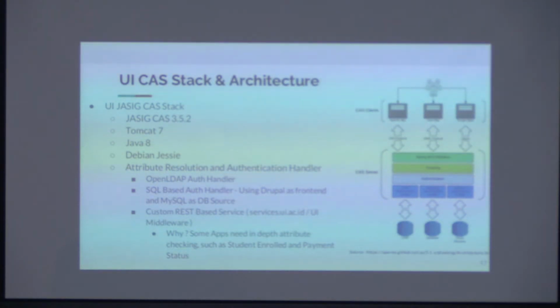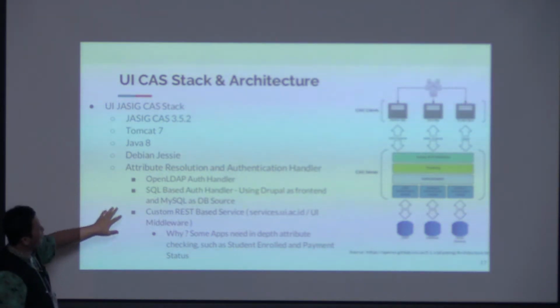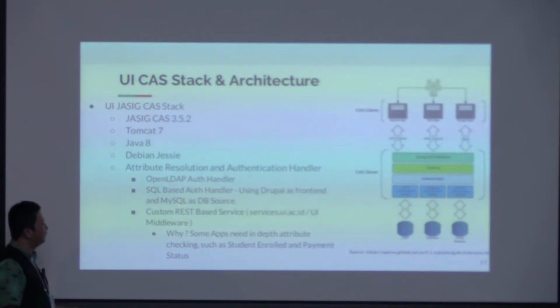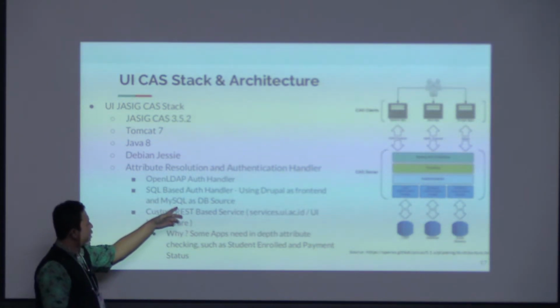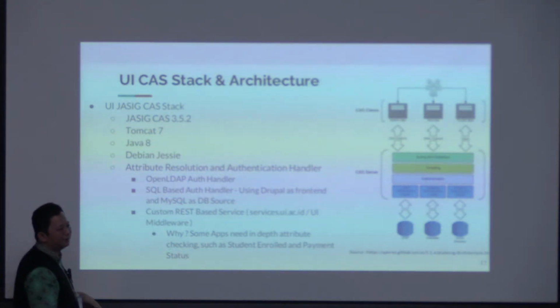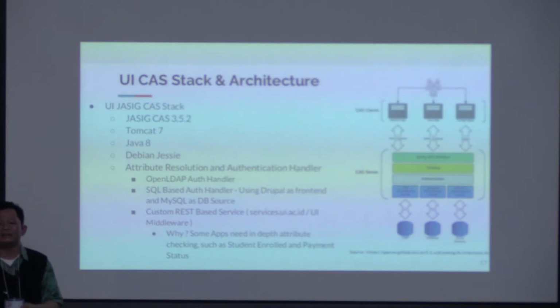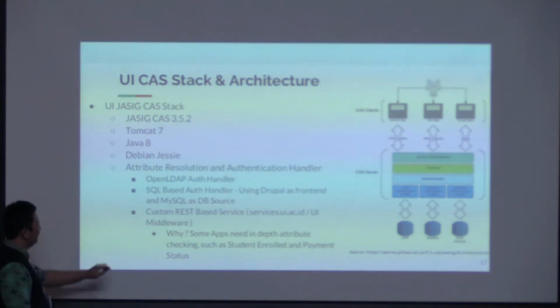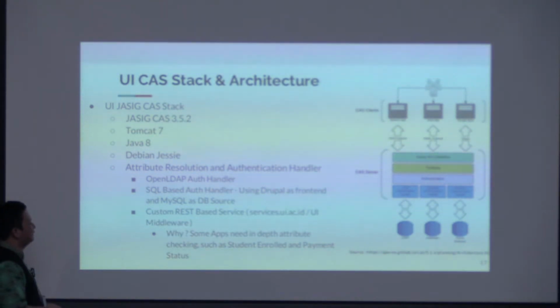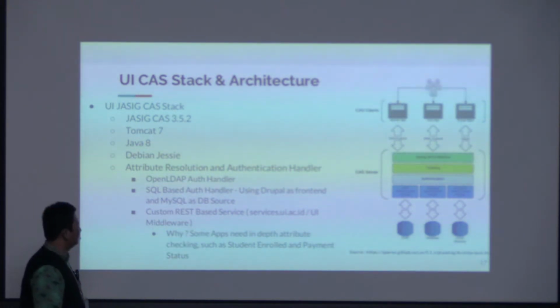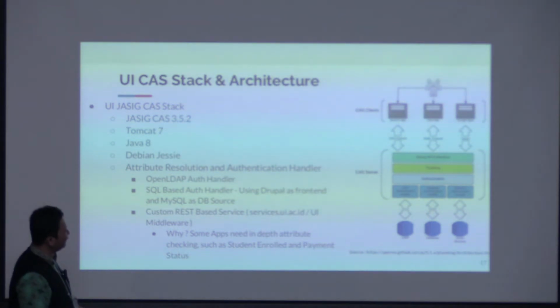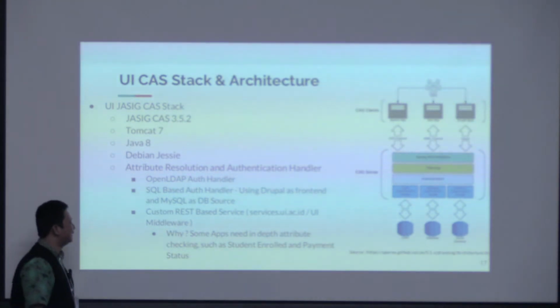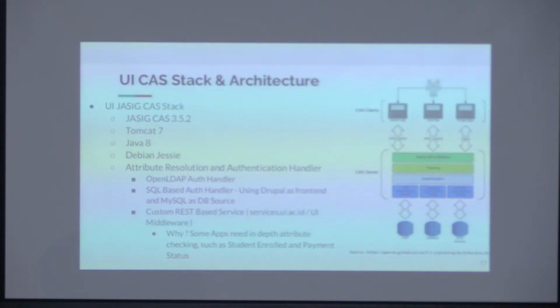We're running on Debian Jessie. The backend for the credentials is an OpenLDAP authentication handler and an SQL-based authentication handler. This is for the guest account, so there's a guest account for visitors to the university or events. The account comes from Drupal. So we also built our custom REST-based service. For the services we have Adhi. This is the middleware. It manages systems and gives the appropriate attributes to the hosted apps. Why? Some apps need in-depth attribute checking, such as student enrollment and payment status, and those attributes cannot be given through LDAP.